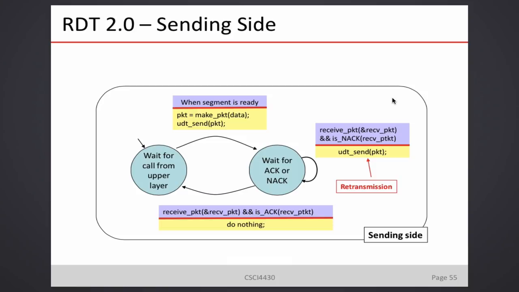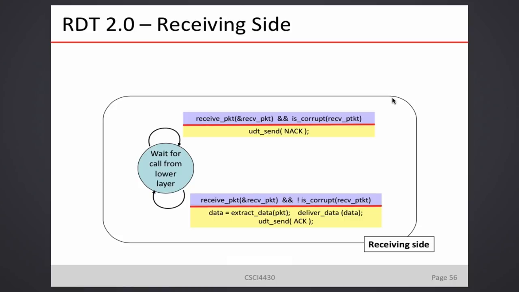If no, I will go to the receiver side. The receiver is easy, right? Only one state. Every time it's waiting for the network to tell me something. And the network only delivers two things. One is something that I expect. I expect you to give me data, and this is not a retransmission. Okay? Or I just sent you a NACK, and I wait for retransmission.